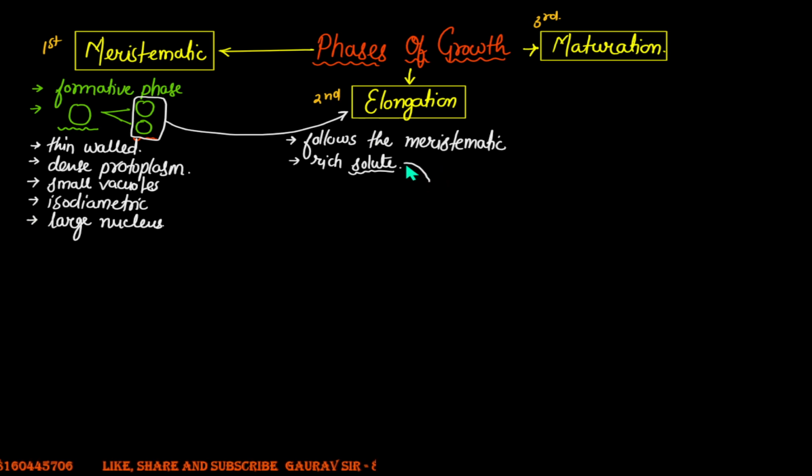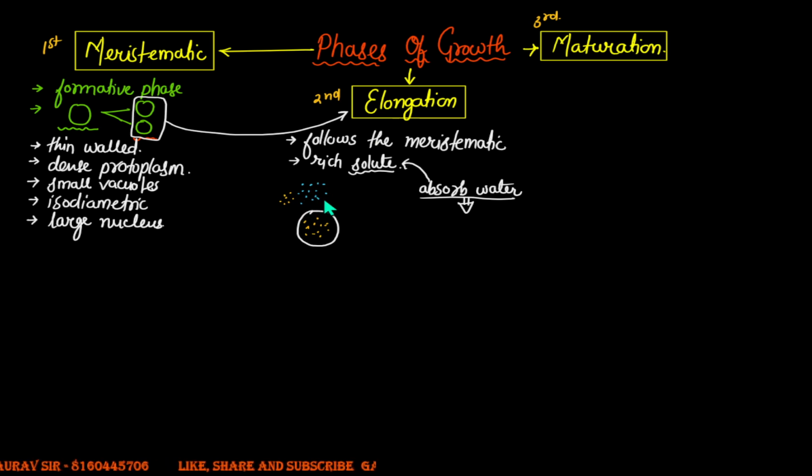Now as they are rich in solute, they will absorb more water, and while the water is entering into the cell, the water also takes up other solutes along with it. So if this is my cell, what I find is that these cells have lots and lots of solutes inside the cell, whereas outside the concentration of solute is lesser. However, the amount of water in the outer region is far greater than the amount of water present inside the cell.